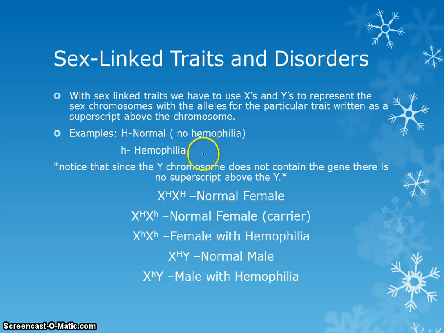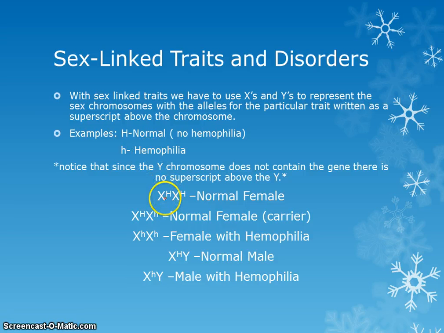This slide just shows you how to write the following genotypes. Now, you always have to use the X's and the Y's to represent the sex chromosome, so that way you'll know if it's a boy or a girl. Then you use the alleles for the particular trait. In this case, we're talking about hemophilia, so we're using H's. A capital H is normal, which means no hemophilia, because most sex-linked disorders are carried on the recessive gene. So we're using a capital H to represent normal and a lowercase h, the recessive gene, to represent hemophilia.